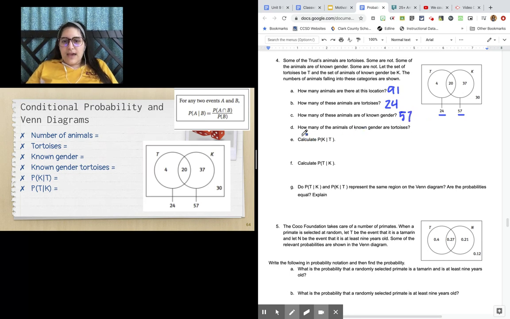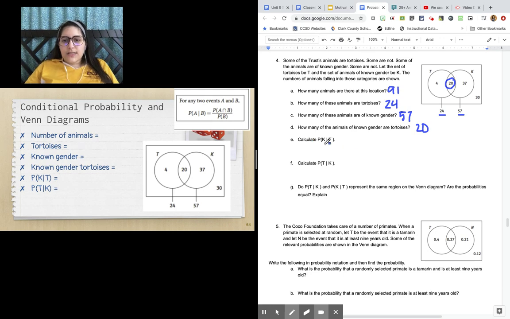Part D says, how many of the animals of known gender are tortoises. This one is a little bit confusing the way it's worded, but what they want you to tell them is how many animals fit into both of those categories. So that's the intersection in the middle, which is 20. Now here comes the conditional probability part.